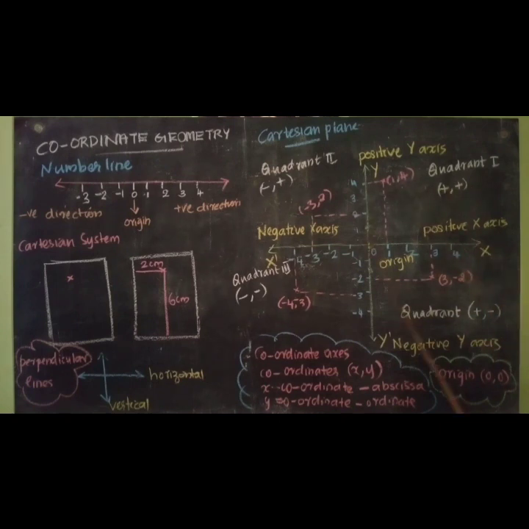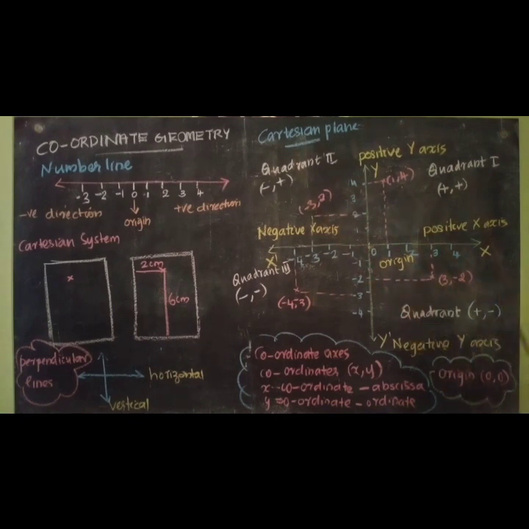Positive, positive. Quadrant 2 is enclosed by negative x-axis and positive y-axis. So it is in the form negative, positive. Quadrant 3 is enclosed by negative x-axis and negative y-axis. So it is in the form negative, negative. You can see here the numbers. Fourth quadrant is enclosed by positive x-axis and negative y-axis. So it is in the form positive, negative. You can see here the points.